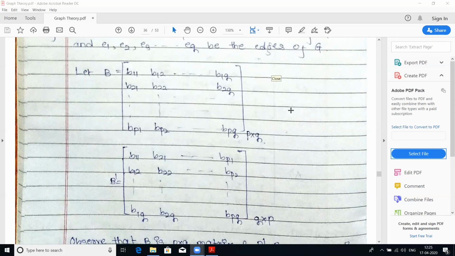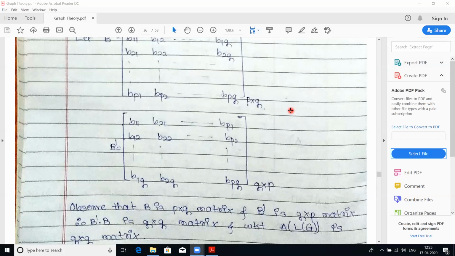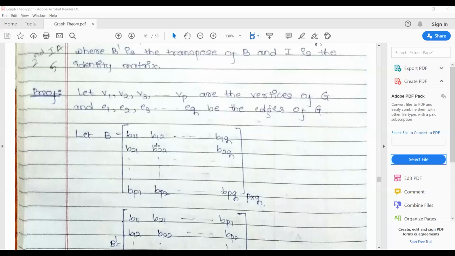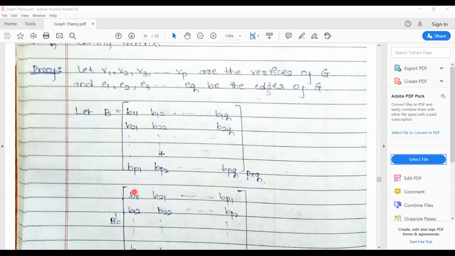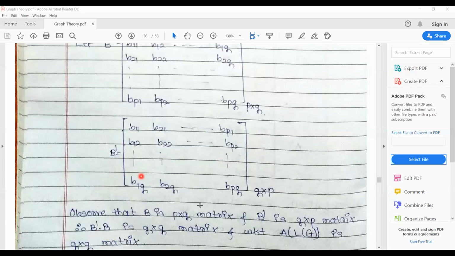See, line graph means you have to take, in a given graph, whatever the number of edges are there, those you have to take as vertices. See, for example, I will tell you. Here we have, let V1, V2 to Vp be the vertices of G, and E1, E2, and so on up to Eq be the edges, means p, q graph it is. So B is an incidence matrix, then its transpose is B dash. Now observe that B is a p cross q matrix and B dash is a q cross p matrix.